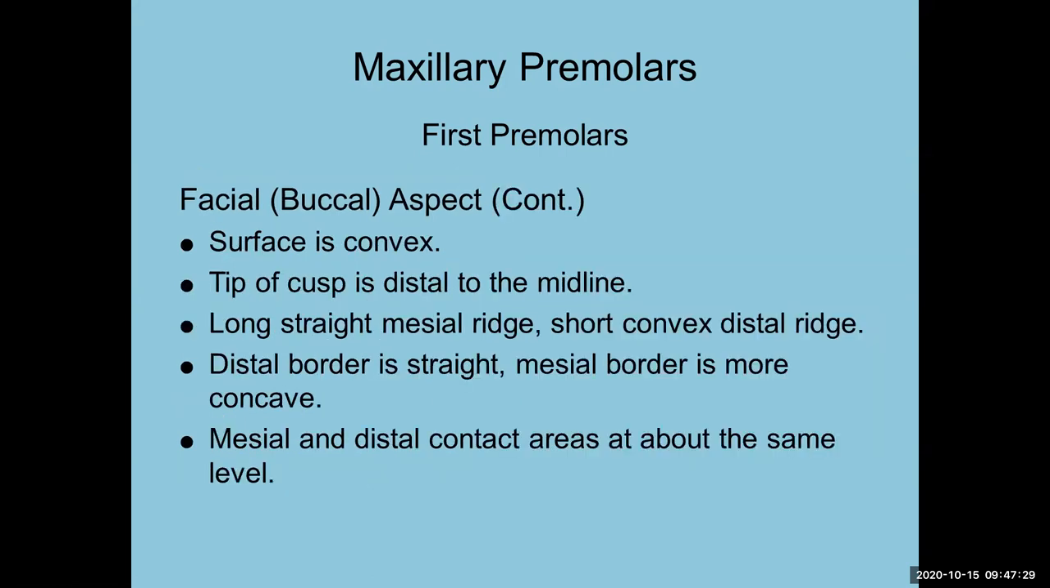You're not going to have a mamelon, but you'll have little grooves there. The surface is convex. The tip of the cusp is distal to the midline. It's a long, straight mesial ridge with a shorter distal ridge. That is very similar to the canine. The distal border is straight. The mesial border is more concave. The mesial and distal contact areas are about the same. So the takeaway of this is the contact areas are about the same.